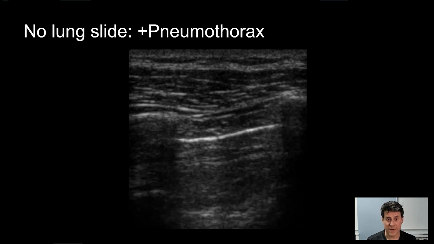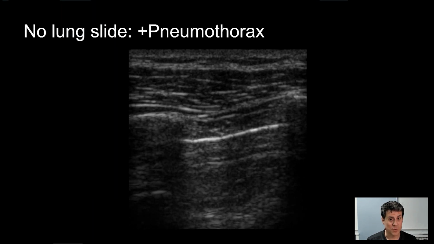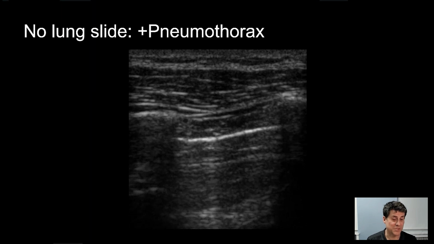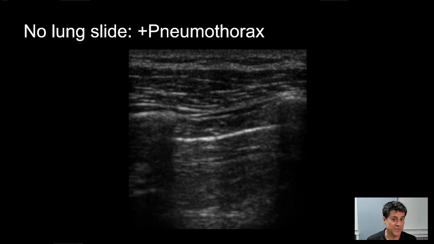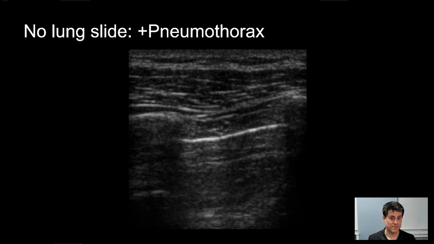When there's a pneumothorax, we see the parietal pleura, and then there's air beneath it, so we don't see anything else. So the visceral pleura may or may not be moving, I can't tell.